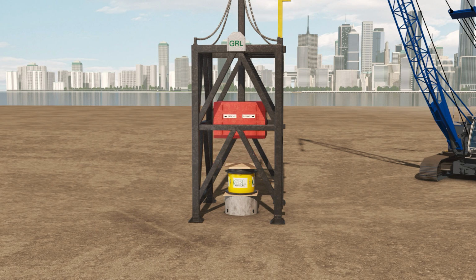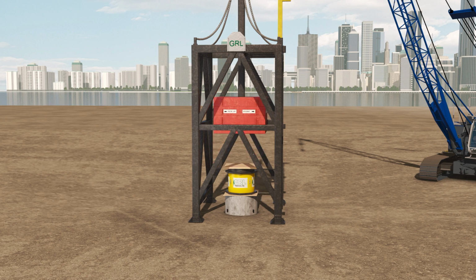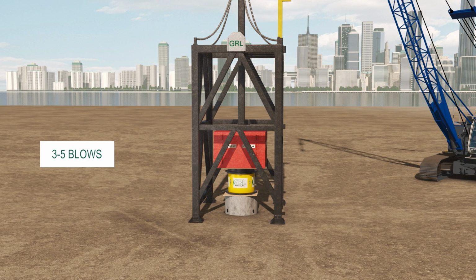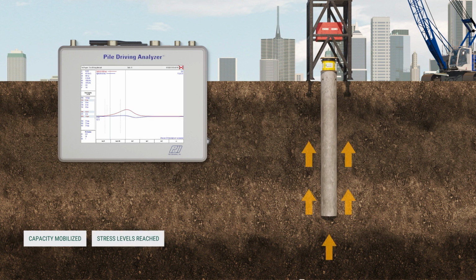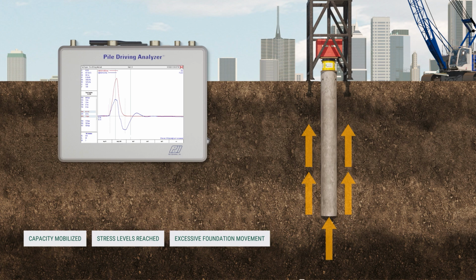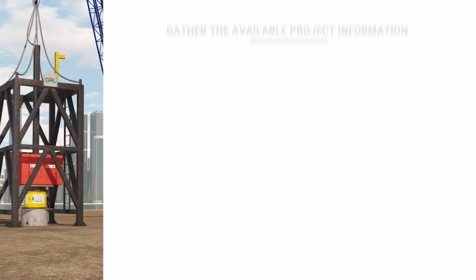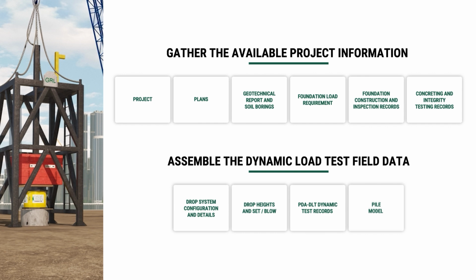Based on the movement, recorded stress levels, and mobilized capacity, the process is typically repeated at increasingly higher drop heights, with the incremental and cumulative movement recorded after each blow. A total of 3 to 5 blows are typically applied. The test is terminated once the required capacity is mobilized, maximum acceptable stress levels are reached, or if excessive foundation movement is recorded. GRL engineers gather the available project information and assemble the dynamic load test field data.